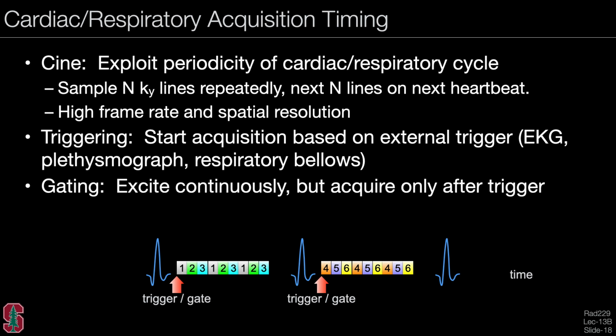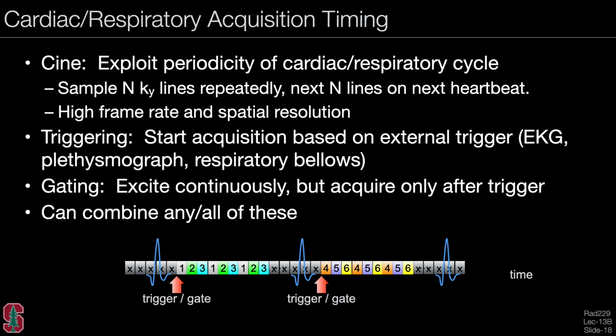And then another thing that's related is gating, where we can excite continuously, but we're only acquiring the information after the trigger. So here we might want to keep the signal in a steady state, but we're not actually acquiring the data during the periods of greater motion. And of course you can combine any of these techniques in your acquisition. So those are the different techniques that are used here.